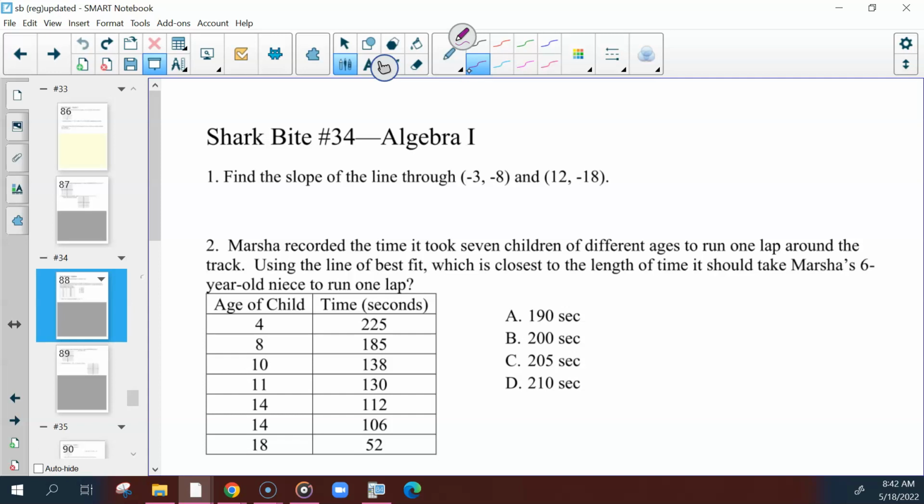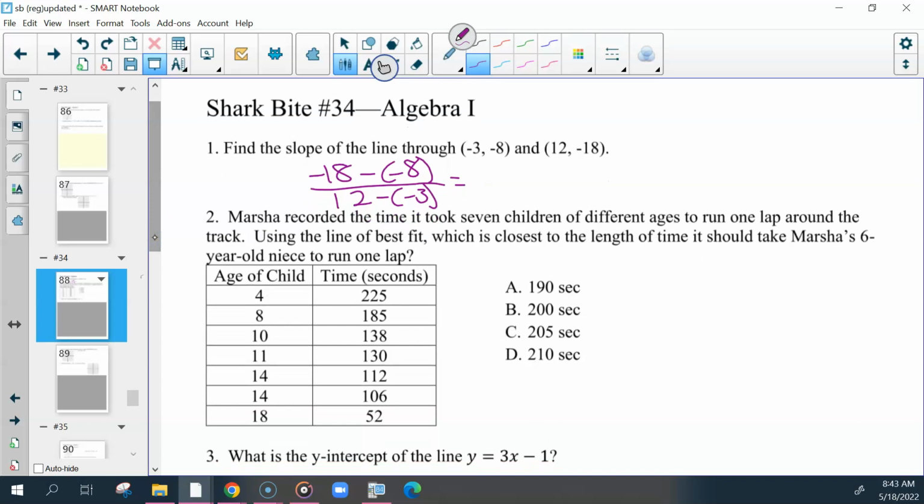For number 1, we need to find the slope. How would we do that? So y2 minus y1, negative 18 minus that, over 12 minus 3, and negative 10 over 15. And you can simplify that: negative 2 over 3. Get that.